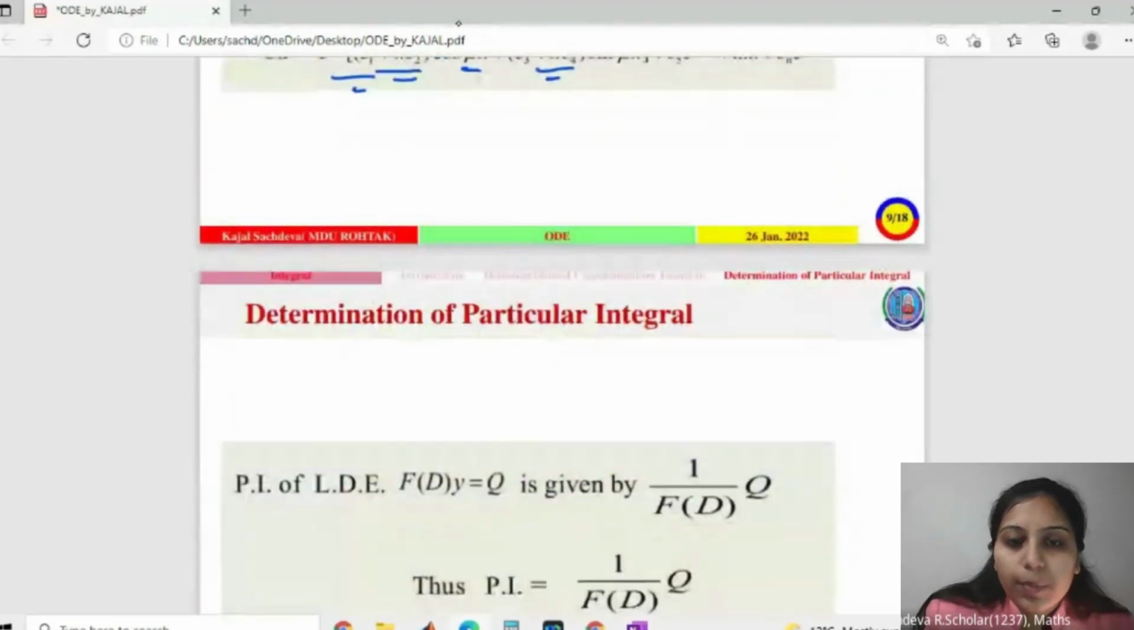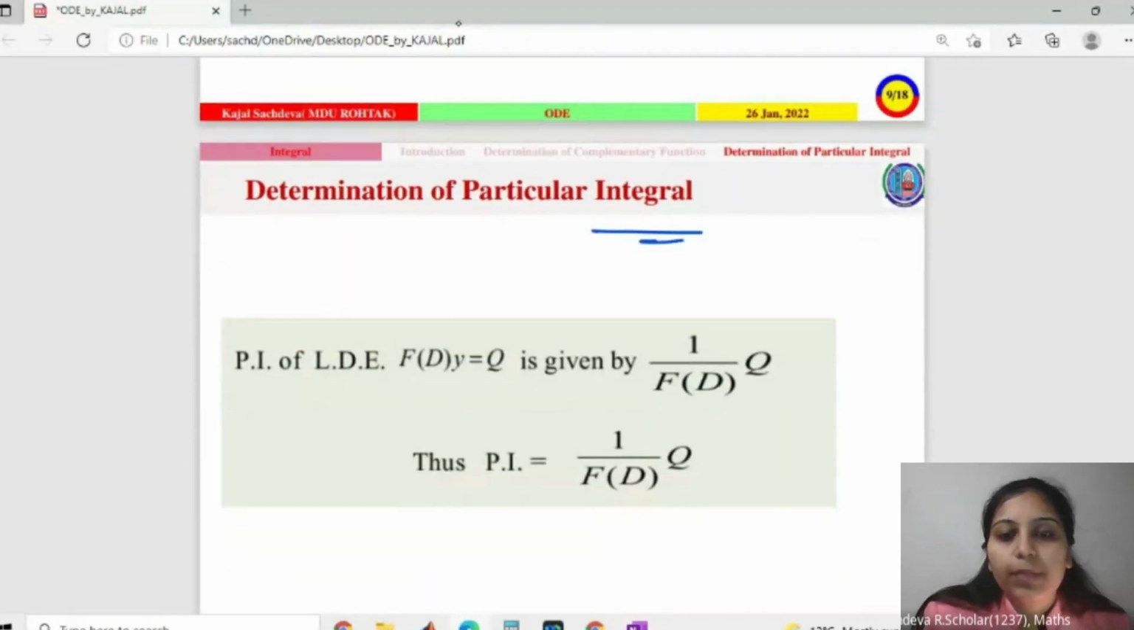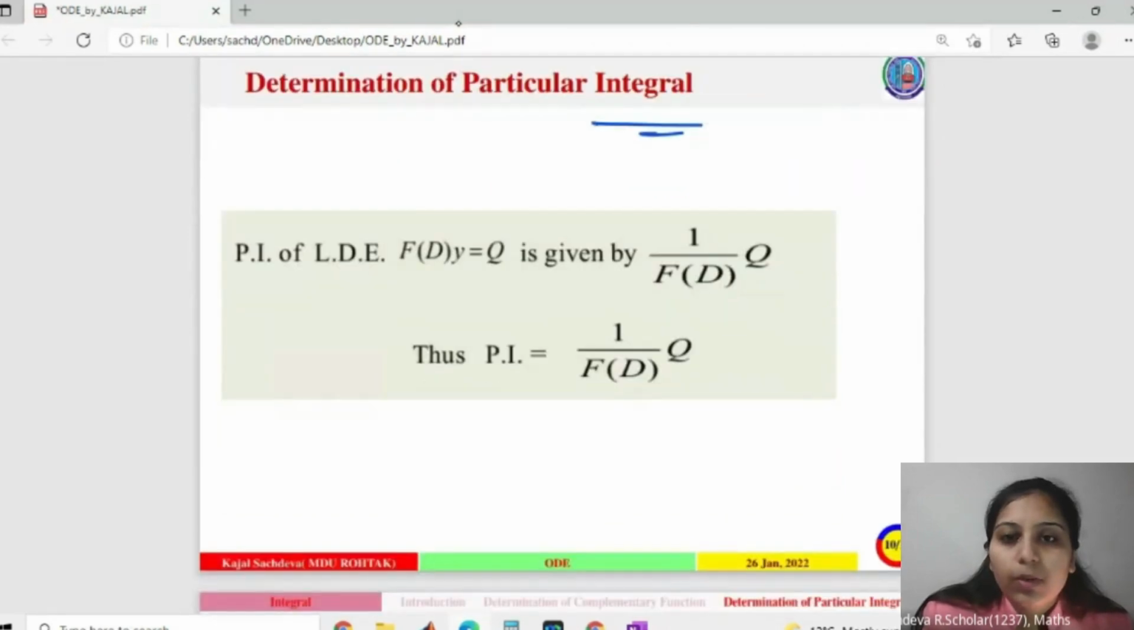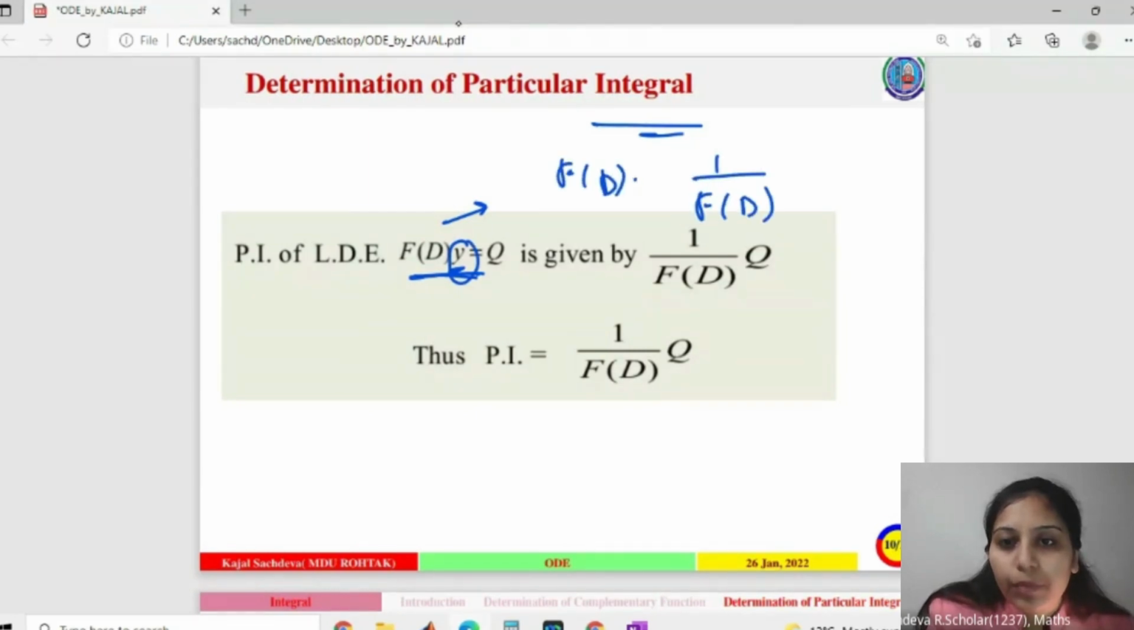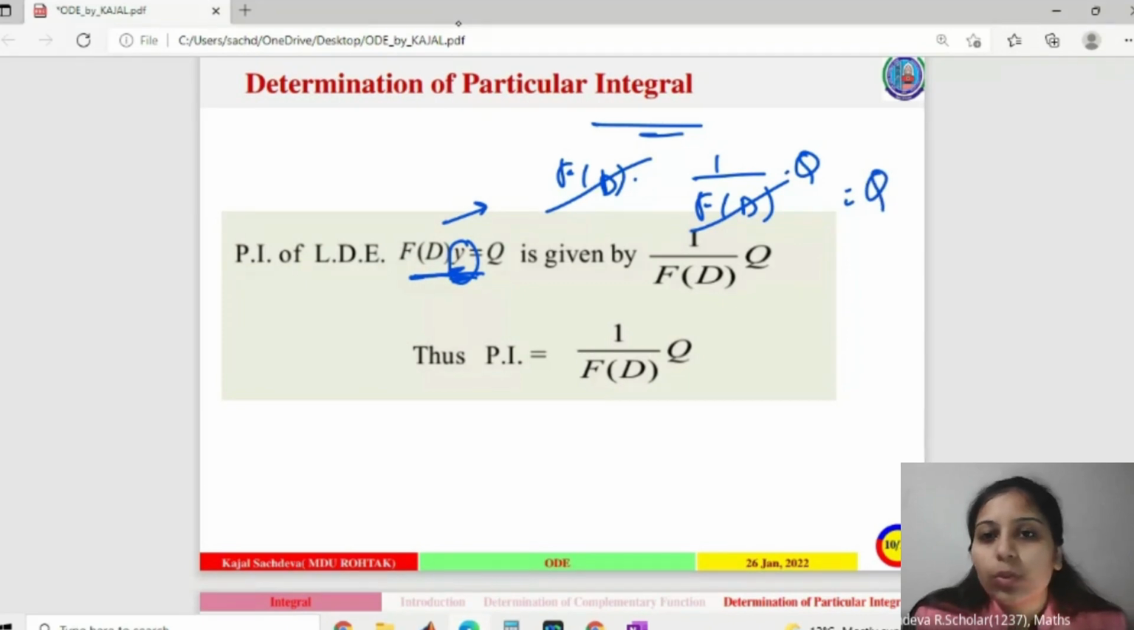Now, determination of the particular integral. How do we find the particular integral? We know that the particular integral is the solution of this non-homogeneous equation. So if we replace y by 1 upon f(D) into Q, when we take y as this, cancelling, we get the right hand side equal to the left hand side. So for finding the particular integral, we just use 1 upon f(D) into Q. We just apply this formula.